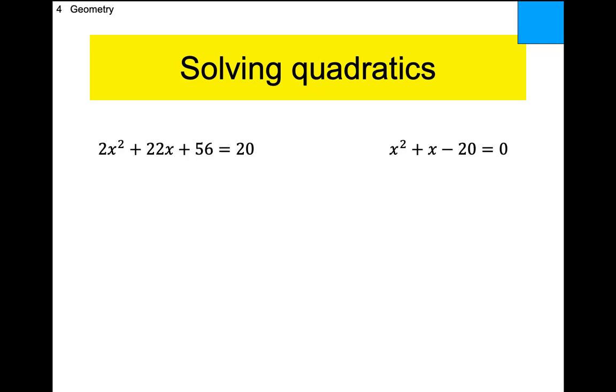I apologize. I chose to do it differently. Let's do it the way I just said. If we subtract 20 from both sides, we'd get 2x squared plus 22x. Subtract 20, we get what? Plus 36 equals 0, yes?